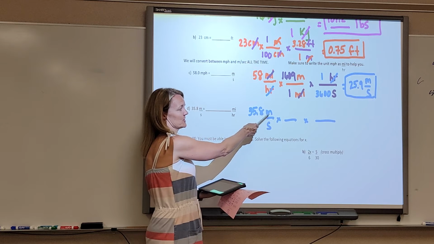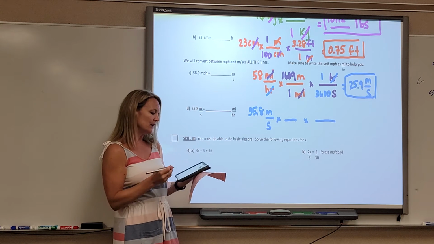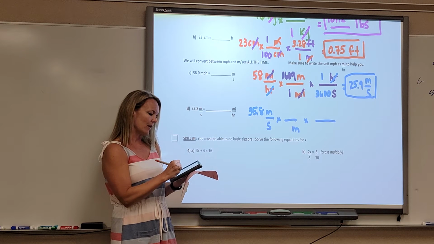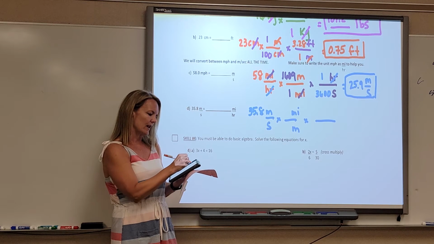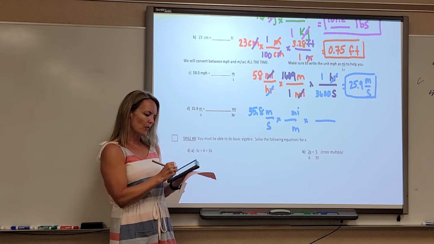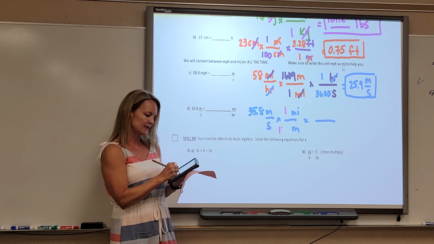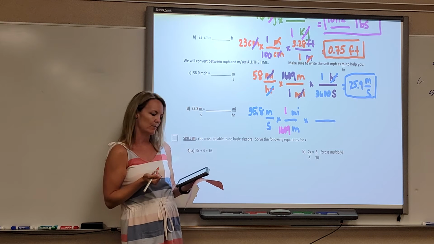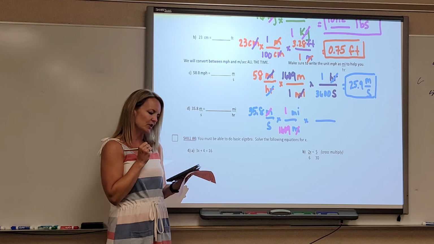Once again, I just always start with whichever one's on the top. It's meters. So automatically, meters have to go to the bottom, and then I want to change it into miles, so that has to go to the top. In 1 mile, there's 1609 meters. It's the same one from up above in the chart, 1609 meters in a mile. My meters are going to cancel out.